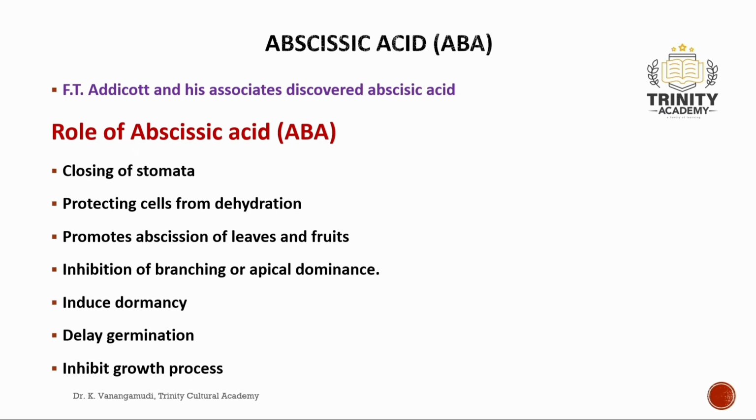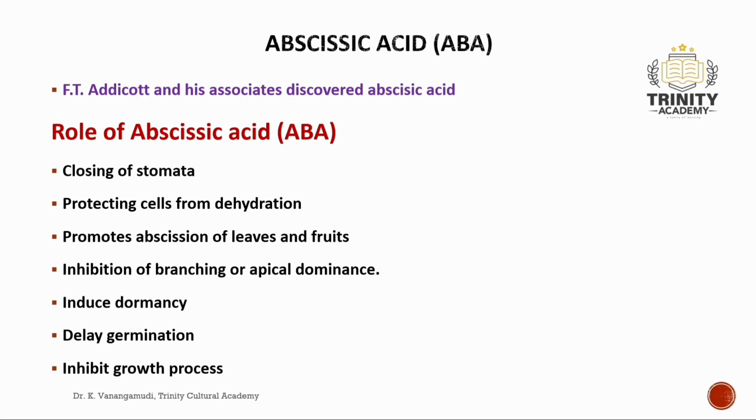F.T. Addicott discovered abscisic acid. It plays a very important role in drought stress tolerance mechanism by closure of stomata and protecting cells from dehydration. In contrast to auxin, it promotes abscission, inhibits apical dominance, induces dormancy, delays germination and inhibits growth.